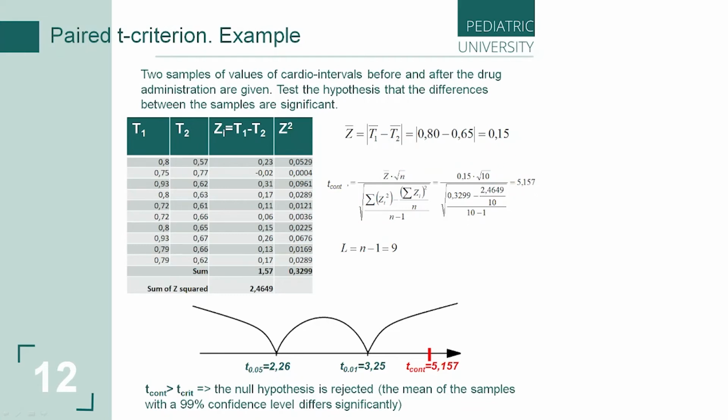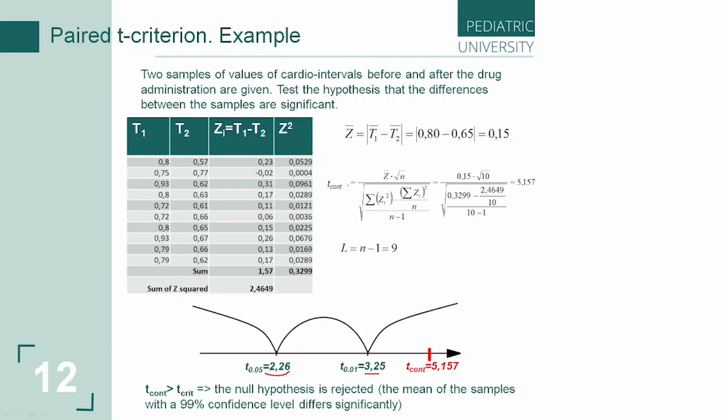The number of degrees of freedom in this example is 10 minus 1. We said n minus 1, 10 minus 1 is 9. According to the Student's distribution tables, for 9 degrees of freedom and the significance level of 0.05, the critical value of the criterion is 2.26, and for 9 degrees of freedom and the significance level of 0.01, the critical value of the criterion will be 3.25.